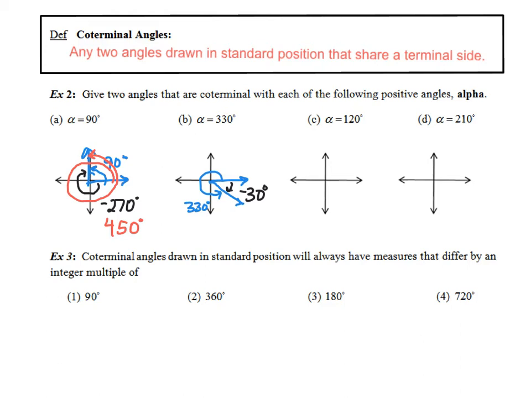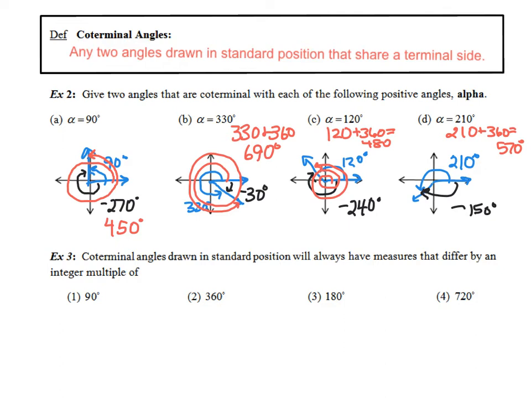I could also do a rotation of completely around the circle and then finish off by coming back to that 330. How am I going to make that angle? 330 plus a complete rotation of 360 gives us a total of 690 degrees. Now, there's actually an infinite number of coterminal angles because I could go around the circle any number of times. Do me a favor and take a few minutes to try C and D and then come back and check. I want you to try to find two angles that are coterminal with each one.